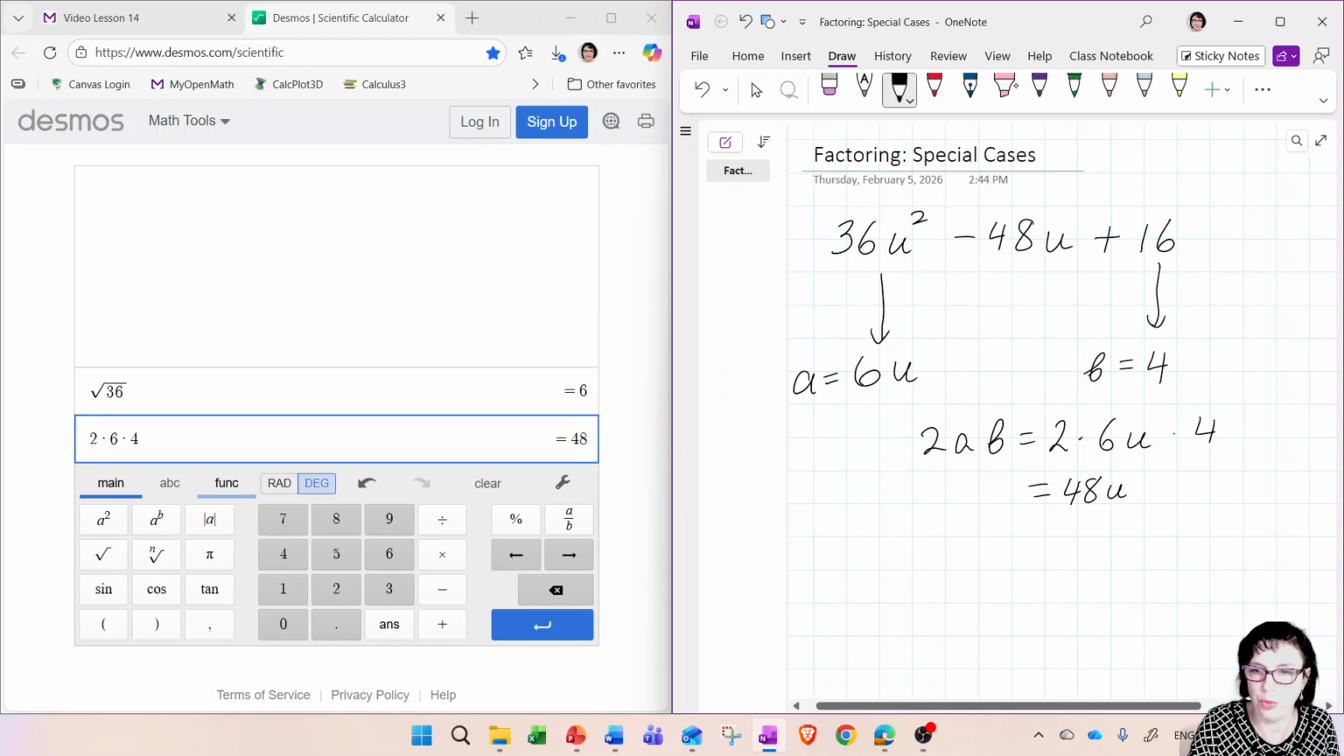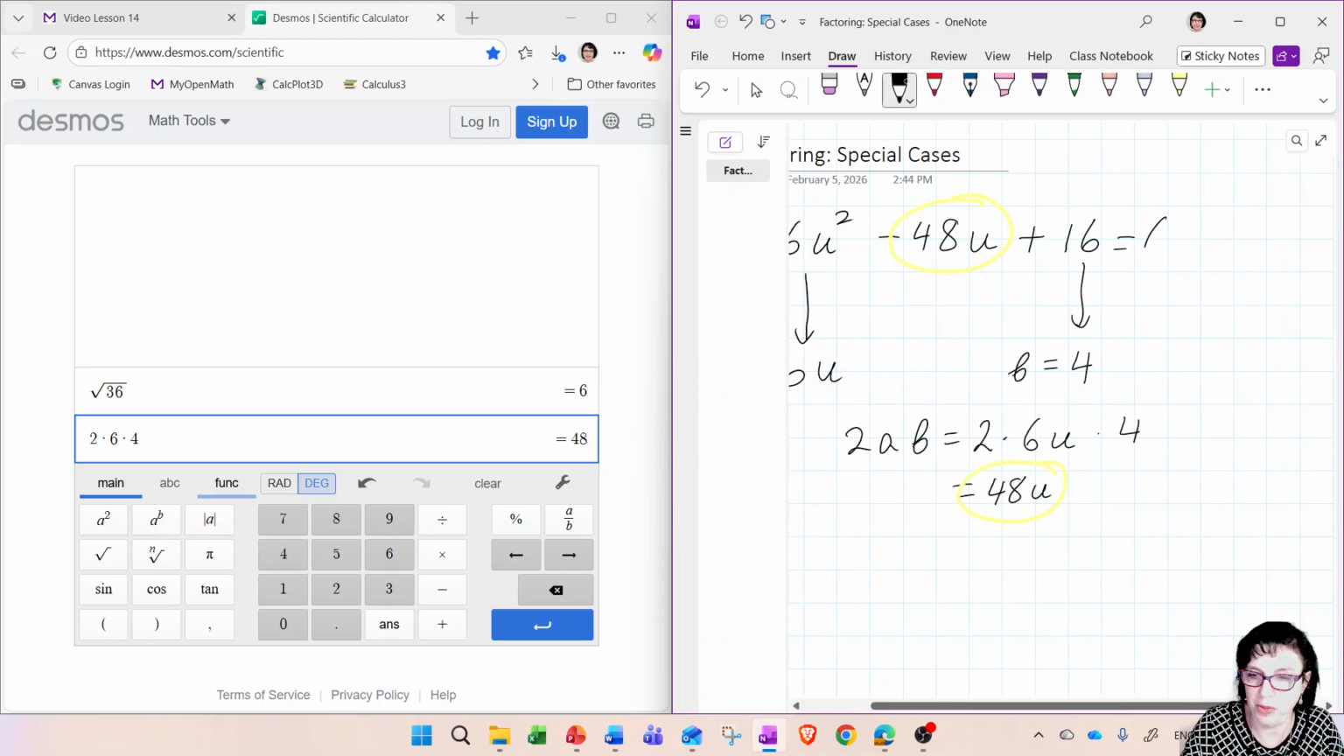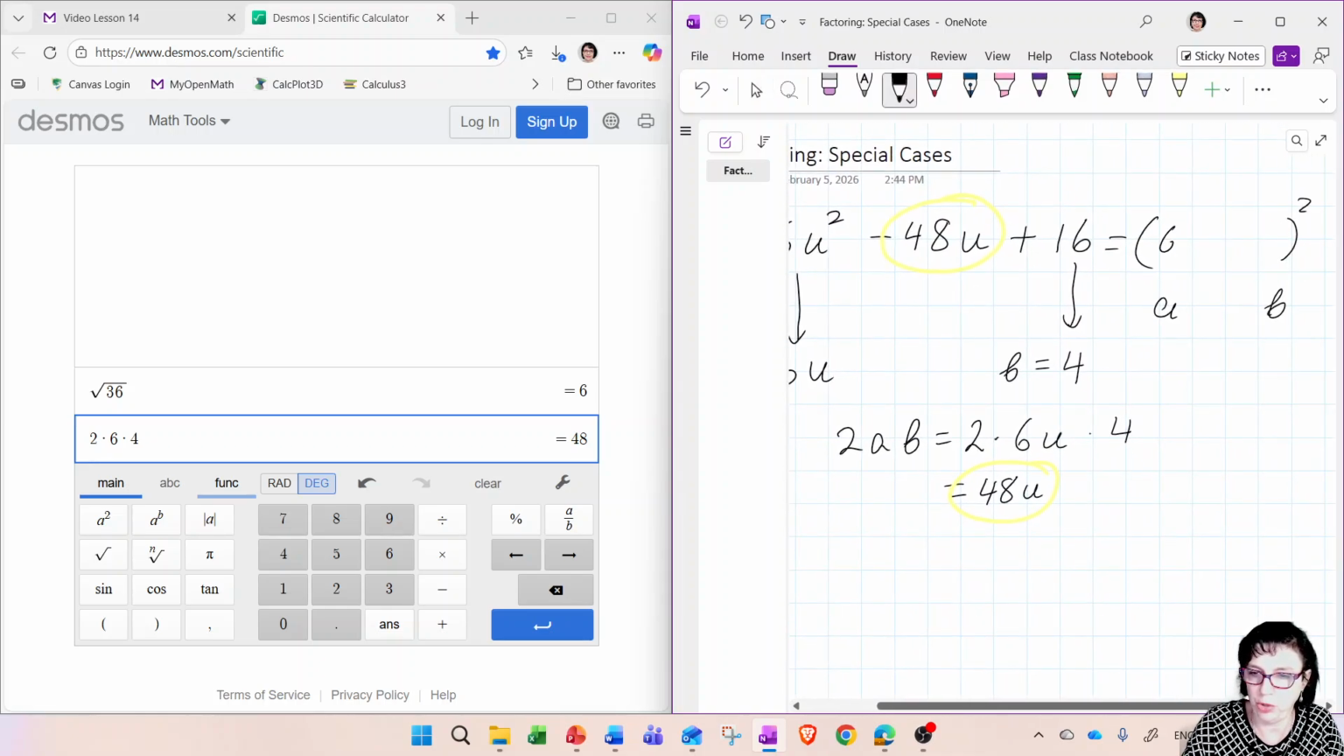Is that going to match this right here? Well, yes, it does, right? It's the same thing. Okay, now that we know that it matches, that means that this expression is going to be a square of something. Question is, what is the something? Well, it's supposed to be a, b. Okay, my a is 6u.